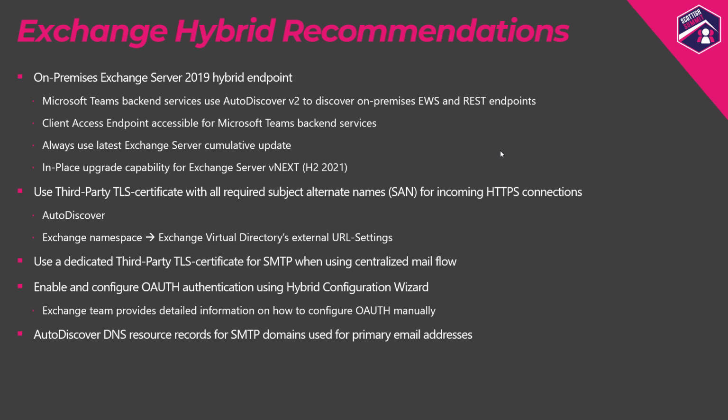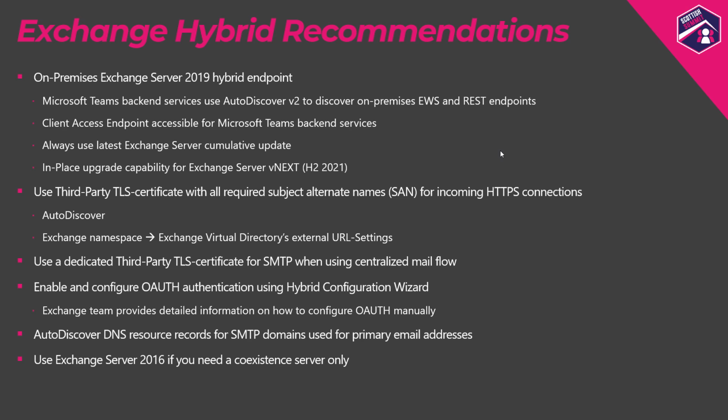Another thing that is sometimes overlooked is that you need to have Autodiscover DNS resource records for any SMTP domain that is used as a primary email address. So if your company uses 10 different email domains as primary email address, and you want to use Teams as an example, you need to have all of those domains set up with an Autodiscover entry pointing to your on-prem environment.